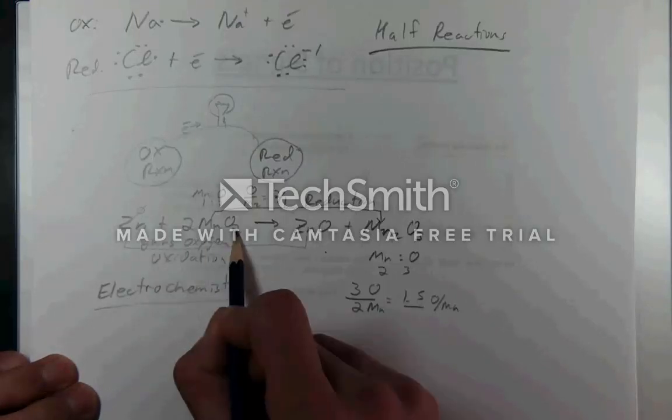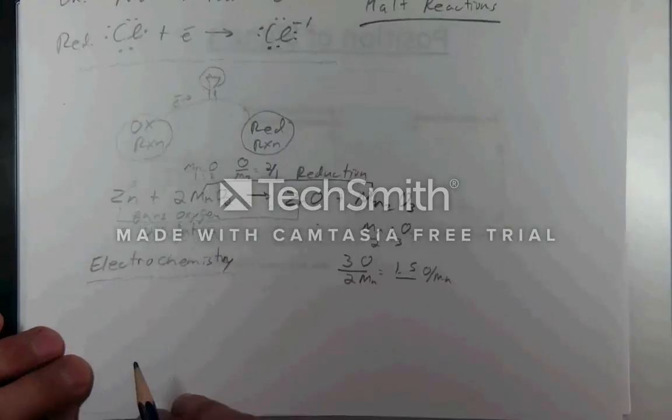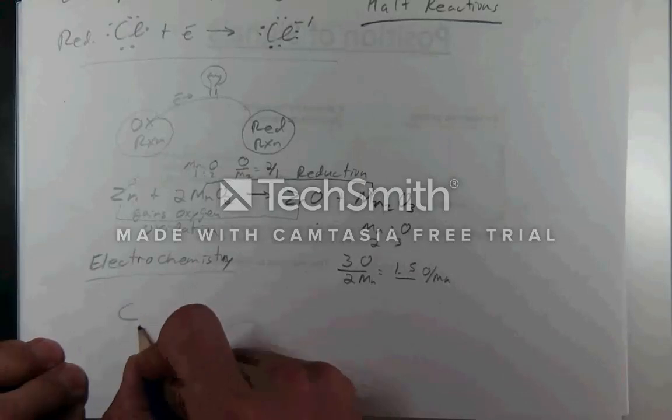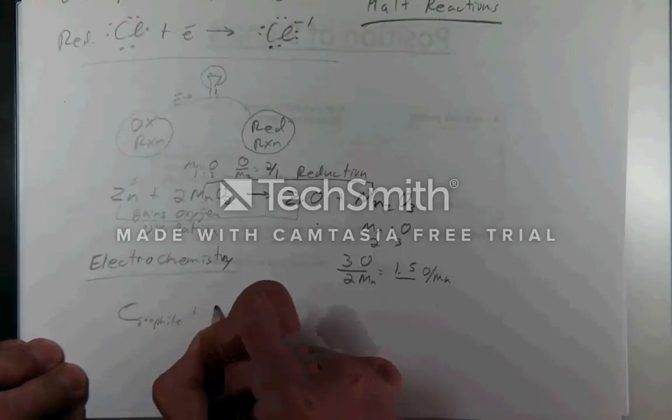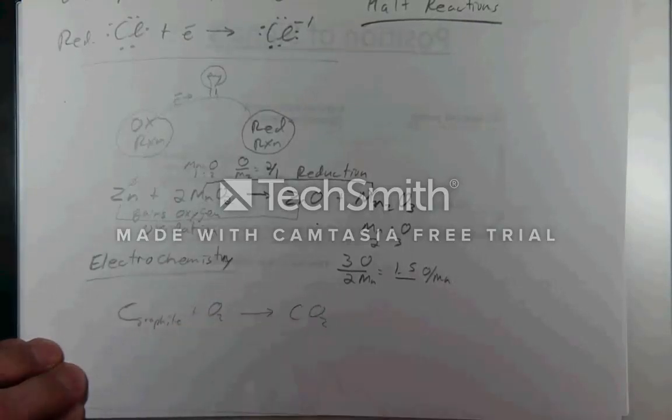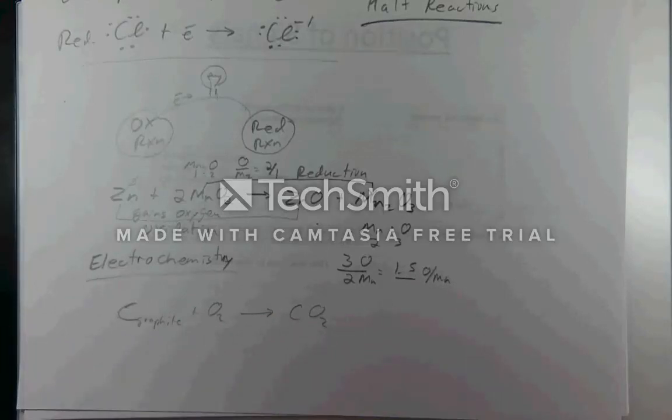Now here it's a battery, but even if it's the coal-fired power plant down in Oak Creek, they're burning coal, which is essentially graphite, a form of carbon. They're burning it, combining with oxygen in the atmosphere and producing carbon dioxide. That's also, of course, a redox reaction.